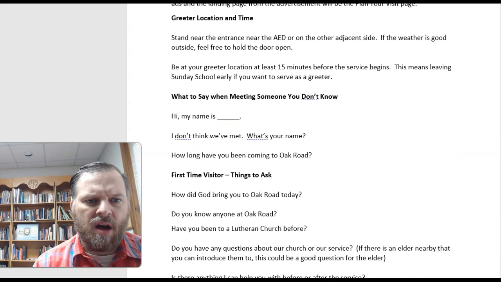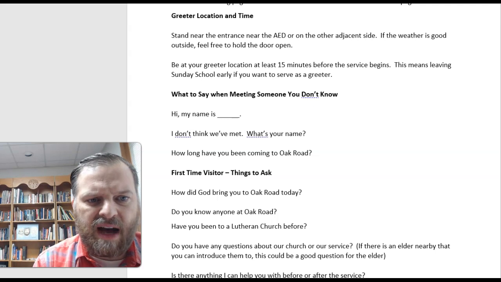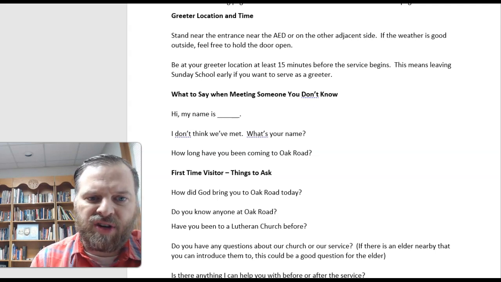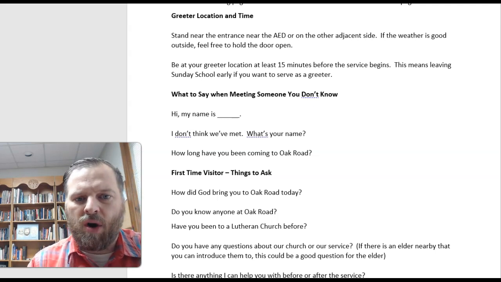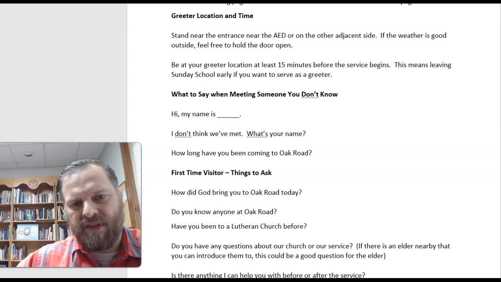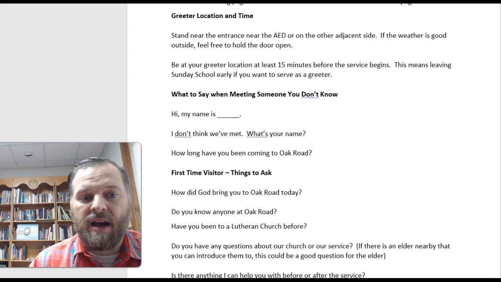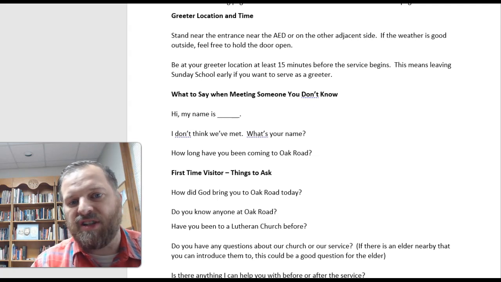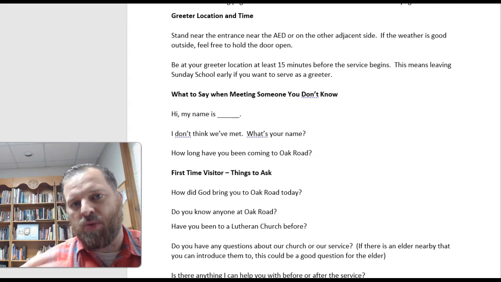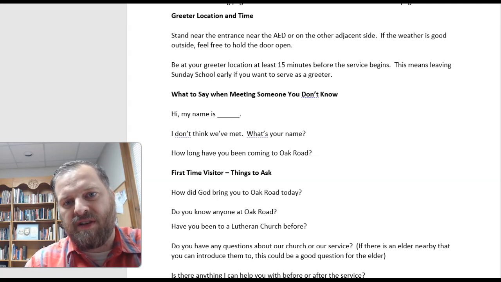Next, just for our church greeter location and time, stand near the entrance near our AED or on the other adjacent side of that entry. If the weather's good, maybe stand outside. Feel free to hold the door open. Be at your greeter location at least 15 minutes before the service begins. What I've seen is that sometimes our Sunday school ends at 10:30. Our second service starts at 10:45.